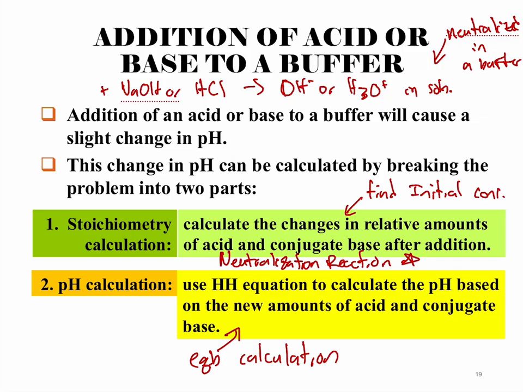Are we adding base or acid? If we're adding the base or the acid, what's it reacting with? The weak acid or its conjugate base? The weak base or its conjugate acid? And then you just do a stoichiometry calculation. You assume all of the strong acid or strong base reacts with whatever that buffer component is to create water. And then that gives you your new initial concentrations.